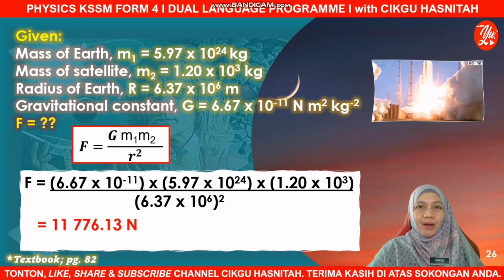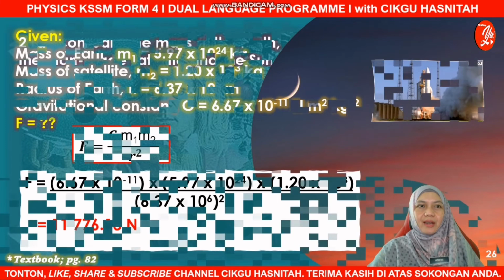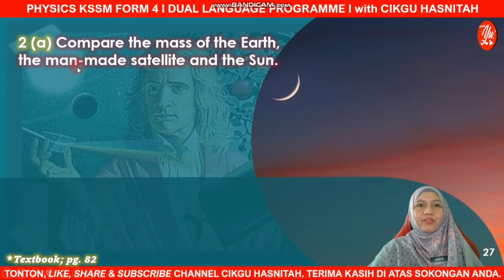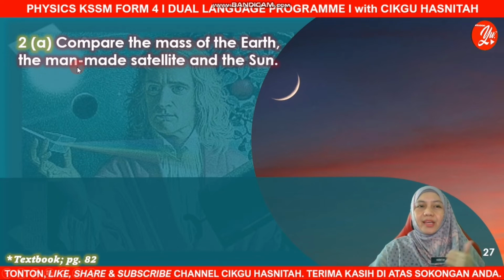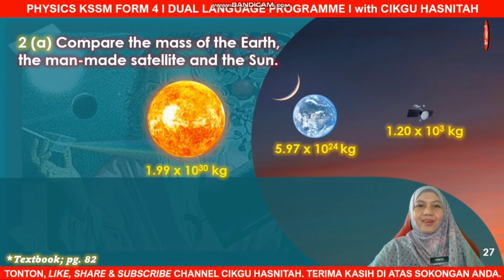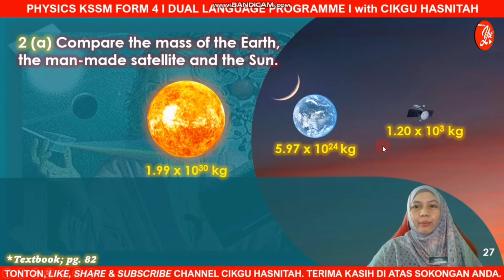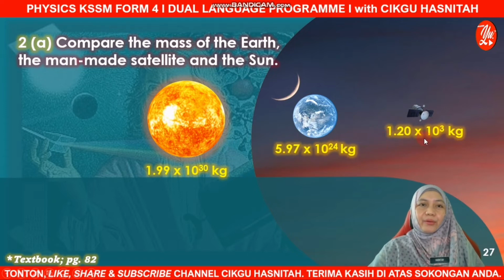Okay, so now let's check on the second question, number two. You have to compare the mass of the Earth, the man-made satellite, and the Sun. So where are the masses? Here they are. You are given the mass of the Sun, 1.99 × 10⁻³⁰ kg. For the Earth, it is 5.97 × 10⁴ kg. And for the satellite, it's 1.20 × 10³ kg. So how do we compare their masses?